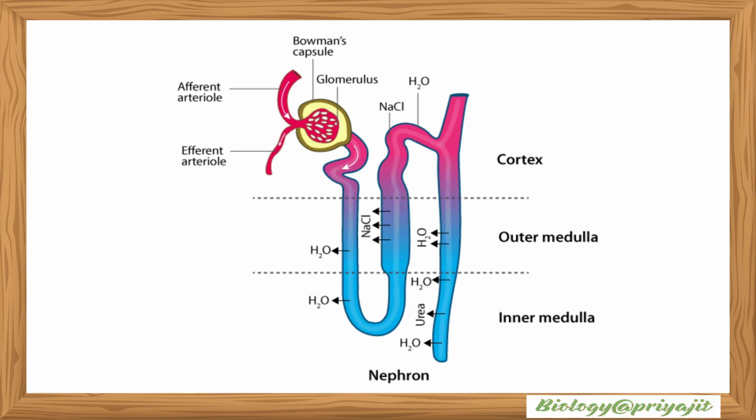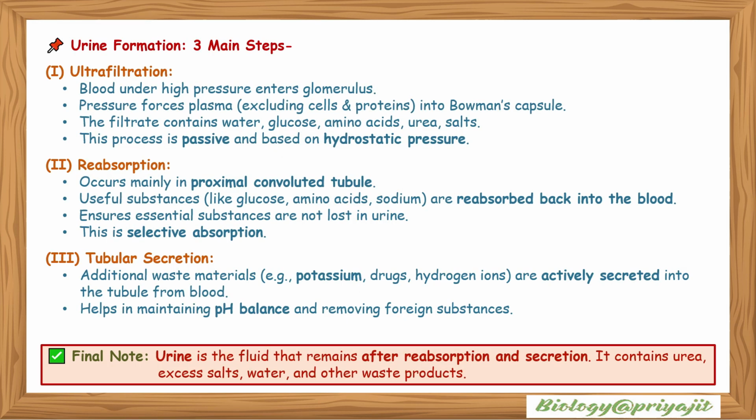This is the afferent arteriole, which moves into the Bowman capsule and forms the glomerulus, and then the efferent arteriole exits from the Bowman capsule. This is the proximal convoluted tubule, then the loop of Henle, then the distal convoluted tubule, and ultimately the collecting duct. So we should know the process of urine formation in 3 main steps in an easy approach.